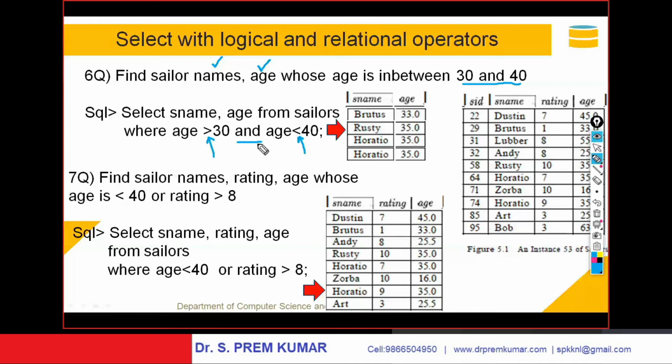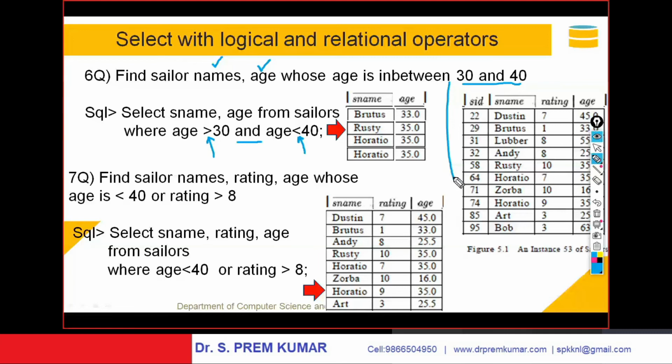So you will get those sailors whose age is in between 30 and 40. If you observe the original table, you are getting Brutus because the age is 33, in between 30 and 40. Rusty, 35 years. Horatio, 35 years. These are the sailors whose age is lying in between 30 and 40. The rest of the sailors you are not getting. From the original table, you are getting this as an output.